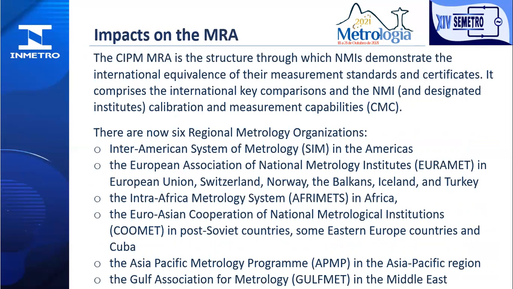Let us see the impacts on the MRA. The CIPM MRA is the structure through which NMIs demonstrate the international equivalence of their measurement standards and certificates. It comprises the key comparisons and the NMI and designated institutes calibration and measurement capabilities, the CMCs. There are now 6 regional metrology organizations: the SIM, Euramet, Afrimet, COMET, APMP, and GulfMet.